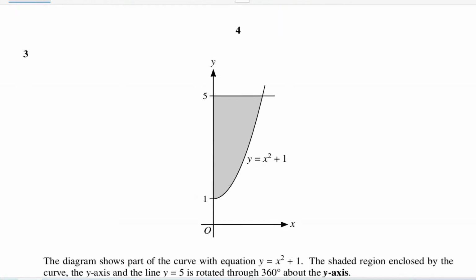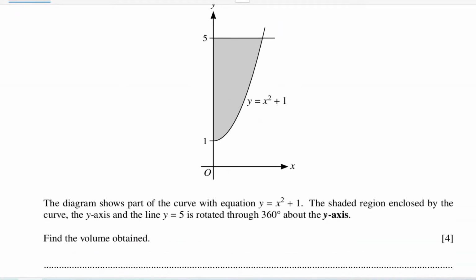Next, question number 3. The diagram shows part of the curve with equation y is equal to x square plus 1. The shaded region enclosed by the curve, the y-axis, and the line y is equal to 5 is rotated through 360 degrees about the y-axis. Find the volume obtained. So it's given it is rotated through 360 about the y-axis. So we have to write the equation in terms of x.